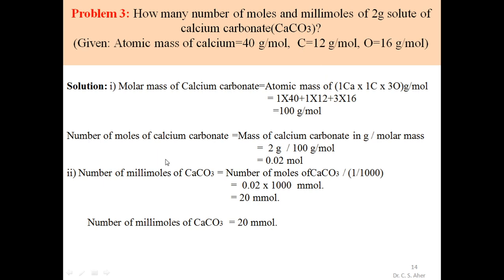Now second, millimoles. The number of millimoles of calcium carbonate is equal to the number of moles divided by 1 upon 1000, or multiplied by 1000. So the number of moles, 0.02, into 1000, is 20 millimoles. So 0.02 moles and 20 millimoles are present in 2 gram of solute of calcium carbonate.